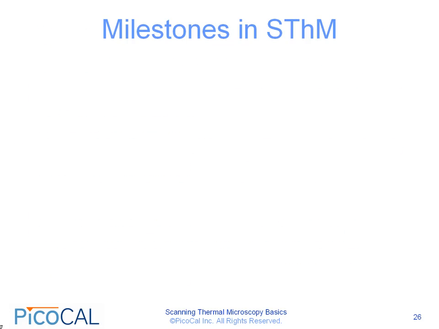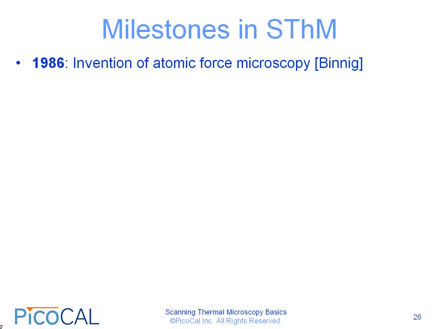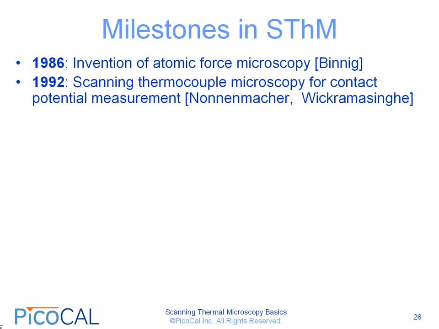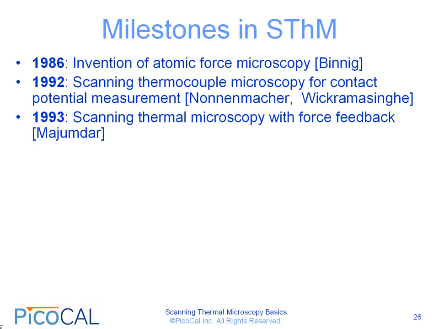We'll end with just a little bit of a history of scanning thermal microscopy, just for some perspective. In 1986, the atomic force microscope was developed by Binnig et al. In 1992 saw the development of scanning thermal microscopy for contact potential measurements. This was the first application of scanning thermal microscopy, and it was developed by Nonnenmacher and Wickramasinghe. In 1993, Majumdar developed scanning thermal microscopy with force feedback.